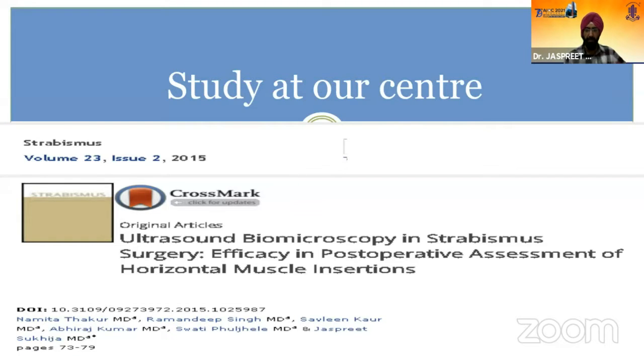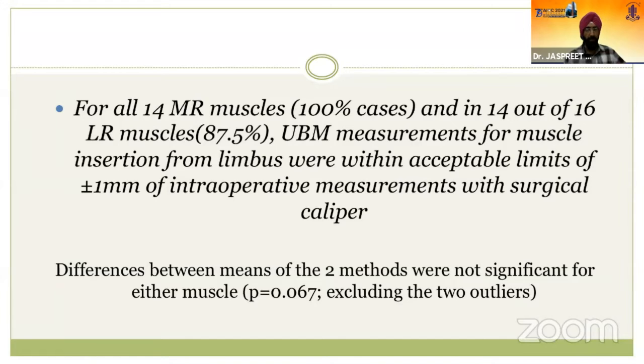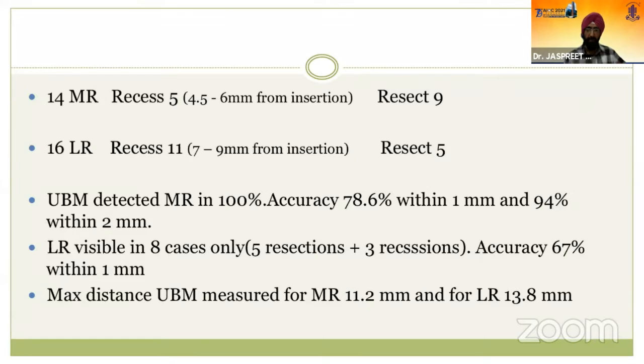This is one of the studies which was done at a center. This was a thesis where we studied the UBM insertions in horizontal recti muscles after their surgery. These were patients undergoing primary horizontal muscle surgery, but because it's a slightly older study, we used the 10 Hertz probe. We could identify medial rectus muscles in all cases, and 14 out of 16 lateral rectus muscles. Fairly accurate measurements. They were plus minus 1 millimeter within the intraoperative measurements with the surgical calipers as well. So it was fairly accurate. We had 14 medial rectus muscles where we recessed 5 and resected 9. We had 16 lateral rectus. The medial rectus were recessed much less as compared to the lateral rectus.